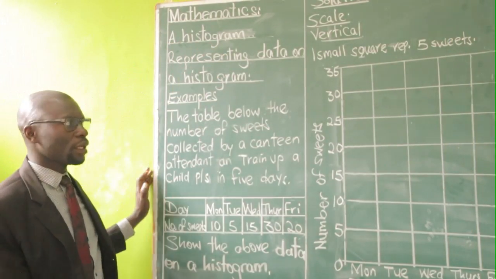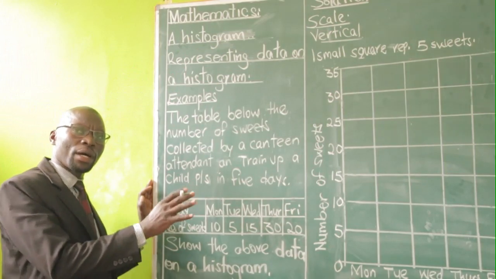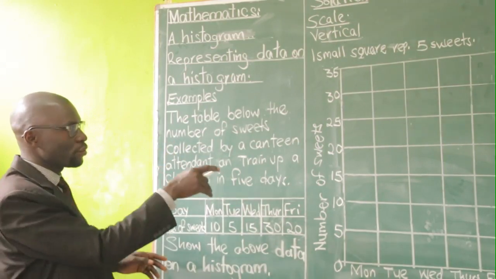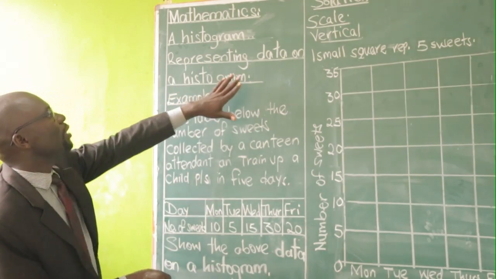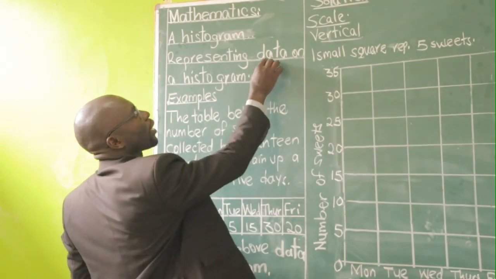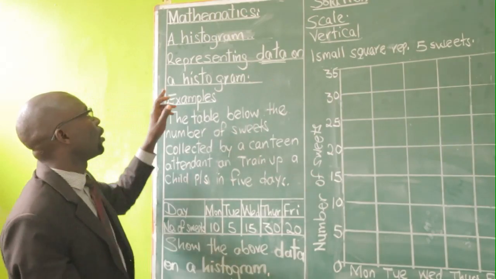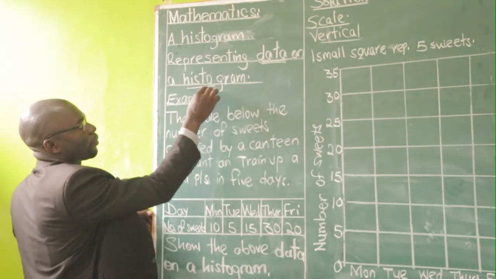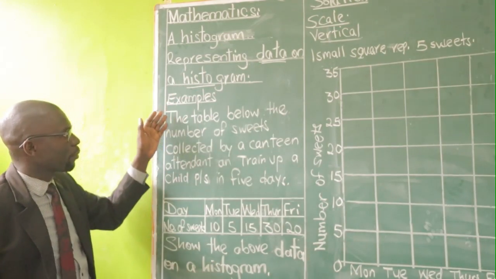A histogram looks like a bar graph, but its bars are joined, as we are going to look at. So representing data, this word data can mean information that has been given, on a histogram. This word is histogram. Now we have an example here.